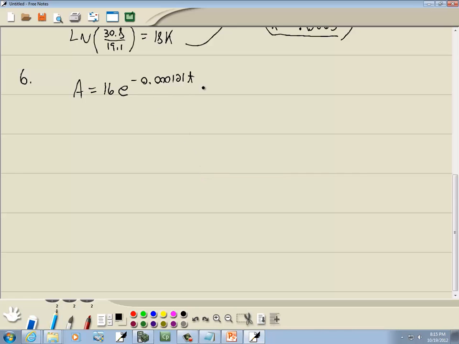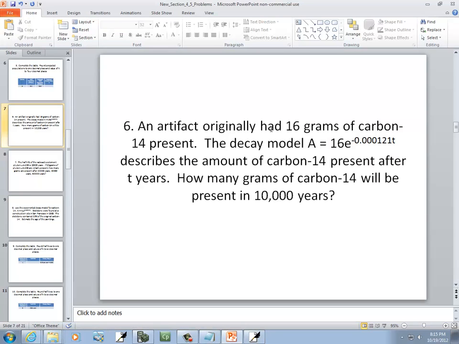Now this is no different than the formula we've been looking at. We got A is equal to A naught E to the KT. So it's still the same formula. The difference is, you see how our K is negative? So that's what you'll see on these decay ones. 16 is our initial value. And see how it says it originally had 16 grams? So it starts out with that.